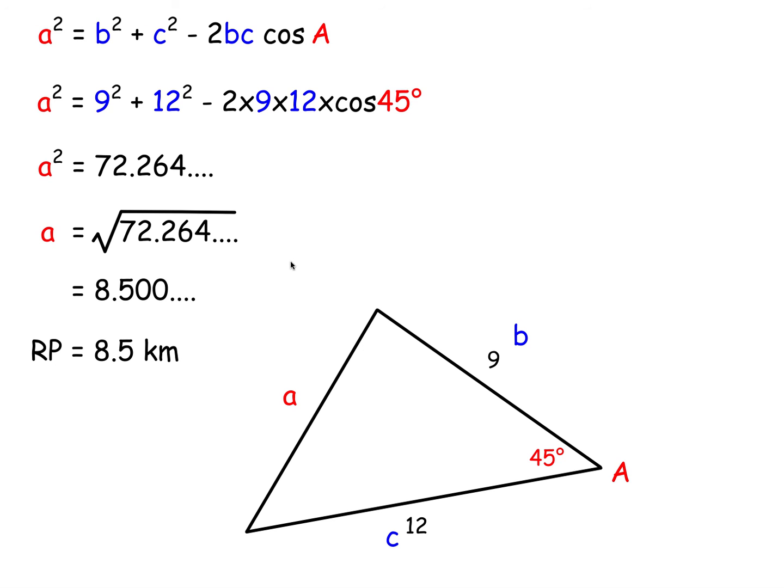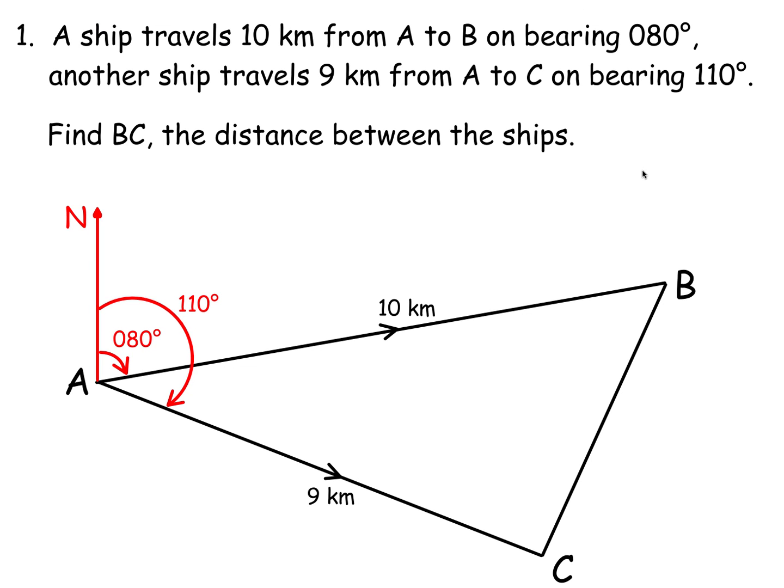That's it done. There are 4 questions like that on a worksheet. One of them involves the other form of the cosine rule to get a bearing. If you download the worksheet using the link in the description, it will have the answers.